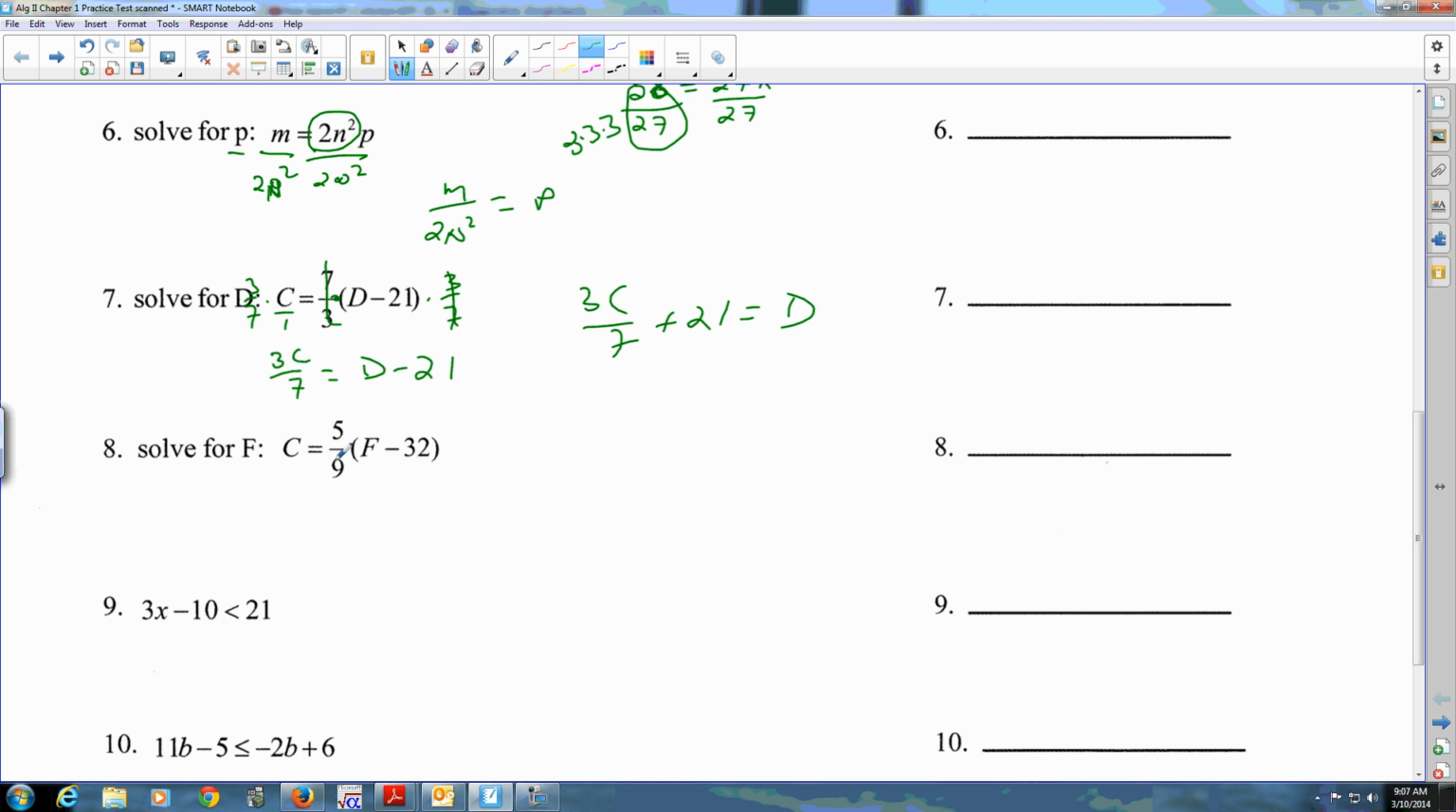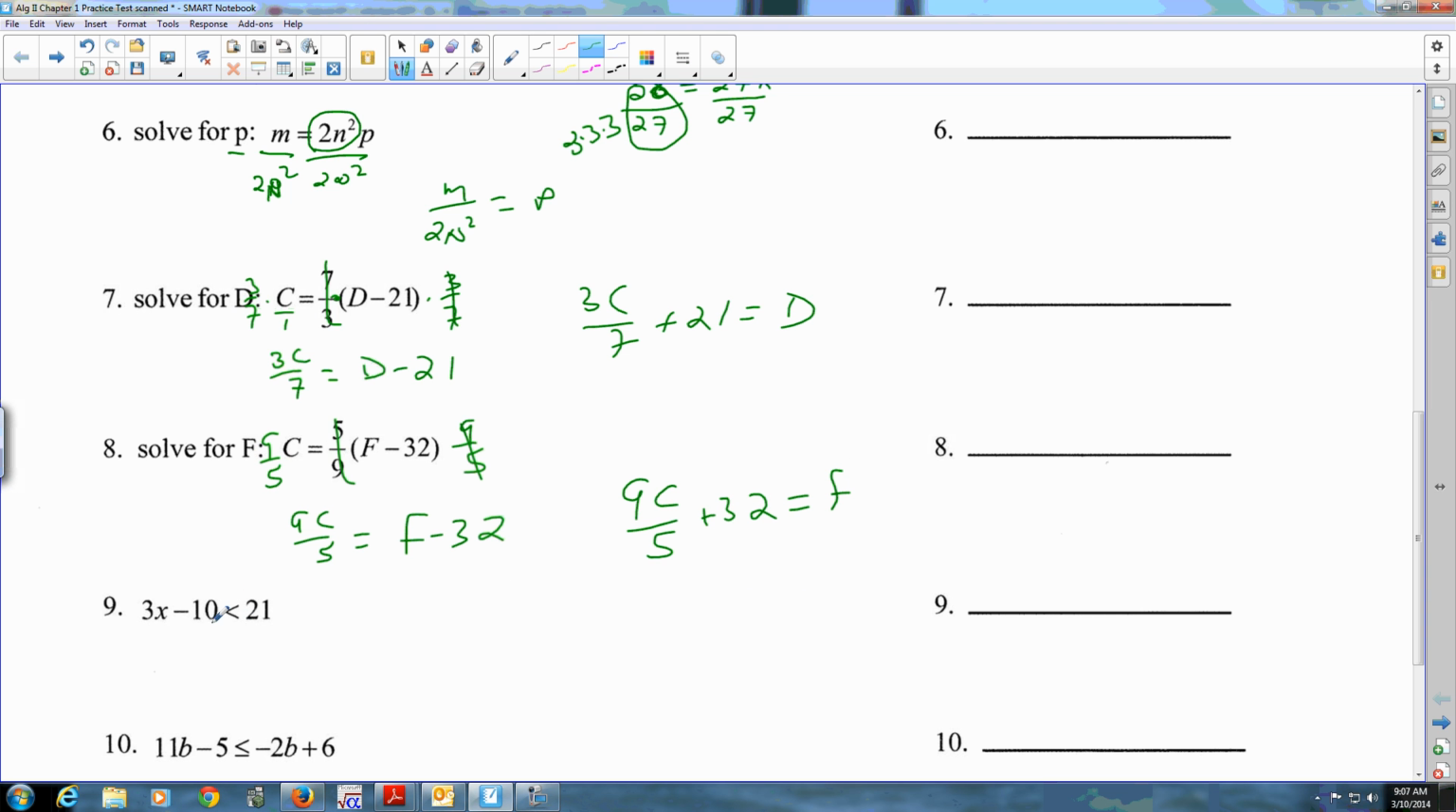This one is exactly the same thing. I'm going to get rid of the 5 9ths by multiplying by 9 5ths. And you have 9c over 5 is equal to, and this cancels out, f minus 32. Now add the 32 to the other side, and you have 9c over 5 is equal to, oops, I got carried away, plus 32 is equal to f.